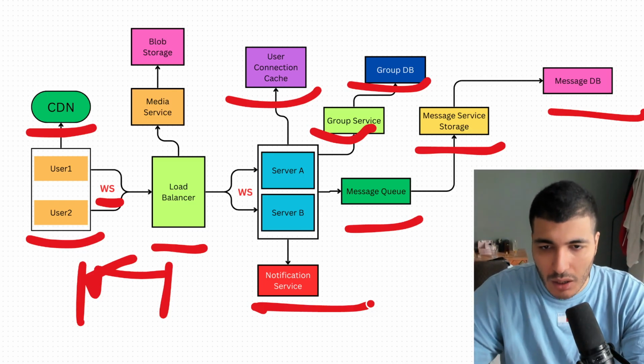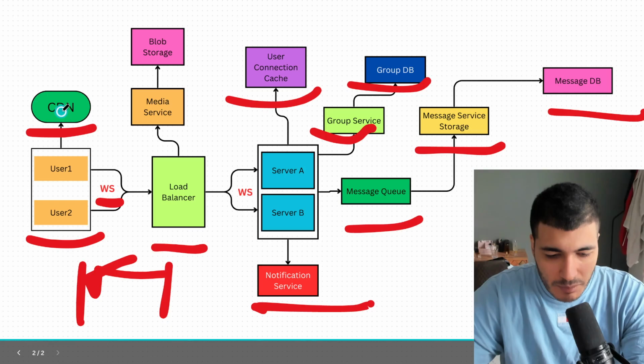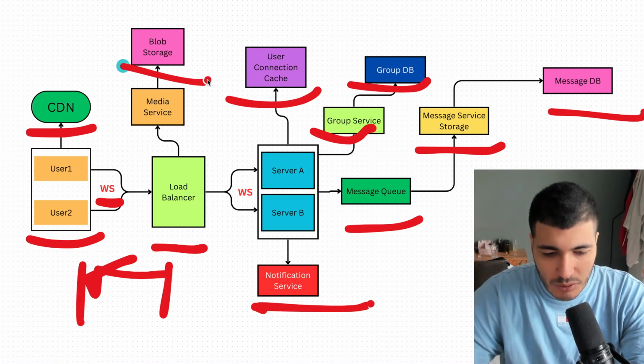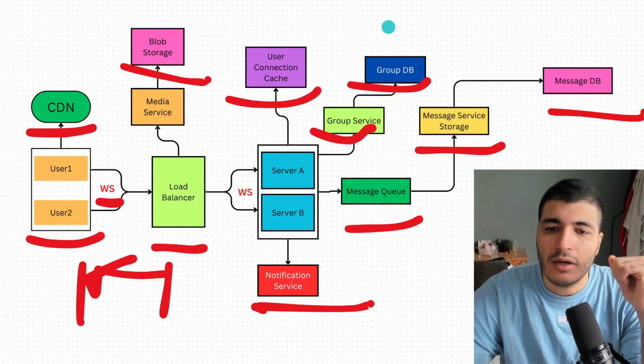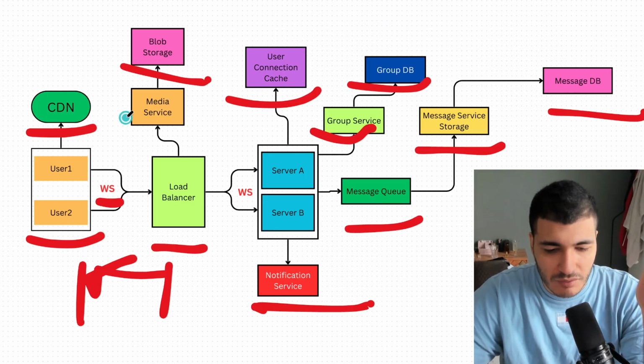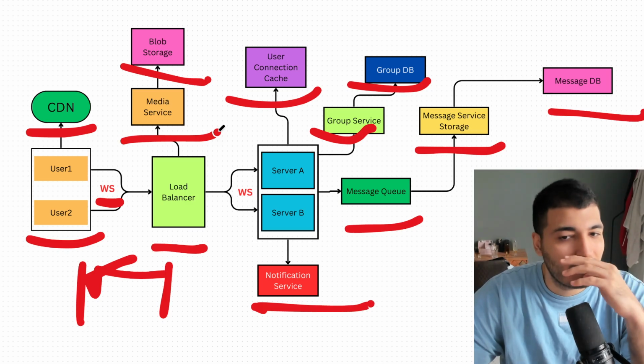So we have the blob storage, the CDNs, and I guess we have the media storage. Where is the media storage? Yeah, I guess also this one, the media service. Sorry, media service. I didn't talk about media service.